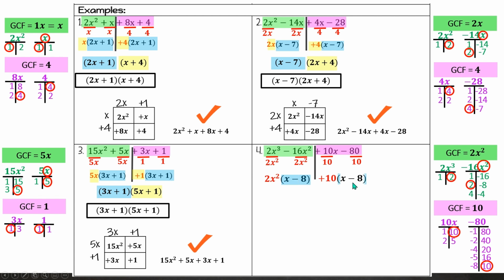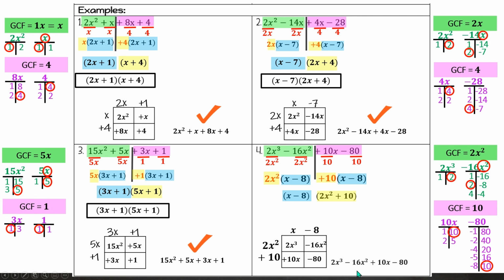So now I'm going to take that x minus 8 and factor it out. And then the remainder I have now is 2x squared plus 10. And I can check my work. So I'm going to multiply x minus 8 times 2x squared plus 10. And do I get the same polynomial that I started off with at the beginning, which is 2x to the power of 3 minus 16x squared plus 10x minus 80? And I certainly do. That checks out. So I know that my final answer is x minus 8 multiplied by 2x squared plus 10. Those are the factors of this polynomial.